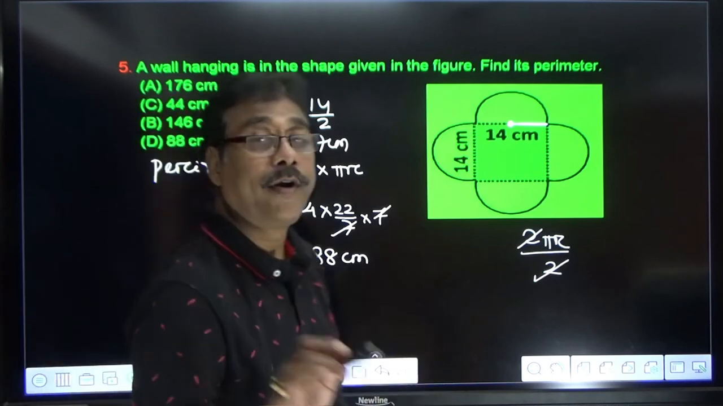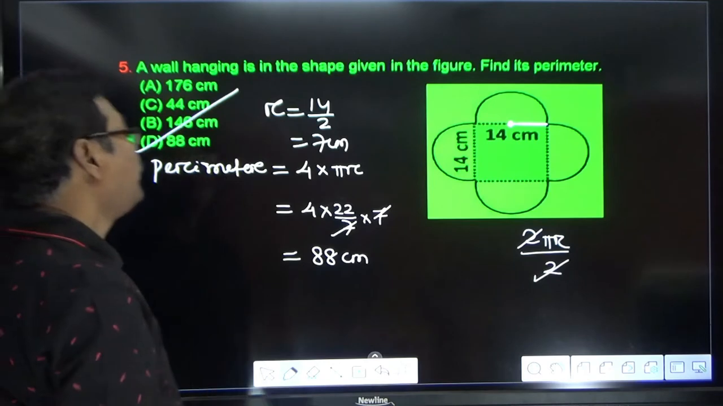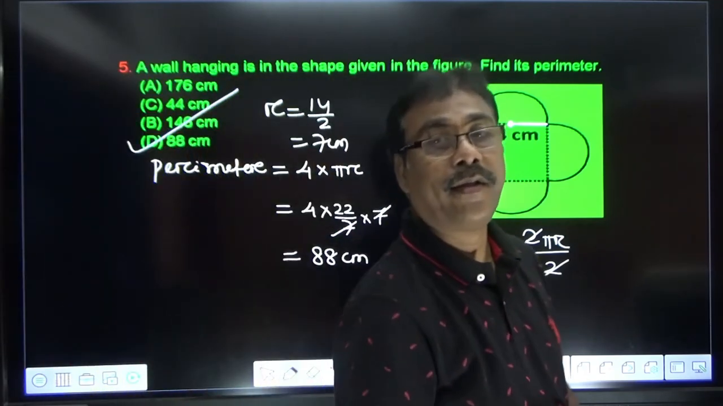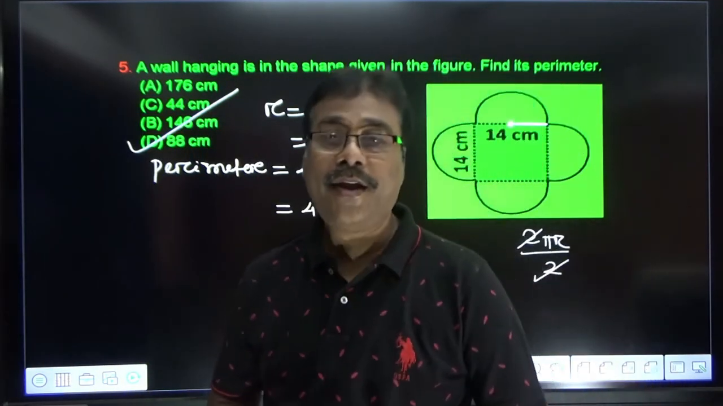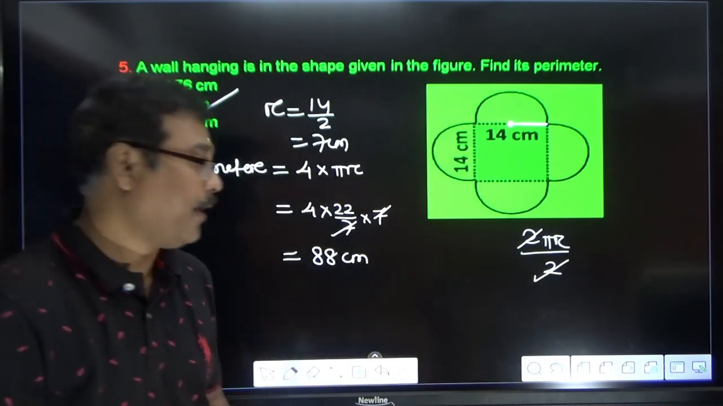I hope all of you got it. Clear? So 88 centimeter is in option D. So option D is correct. Got it now? Alright? Should we move to the next one? All of you got it? Okay. Next one.